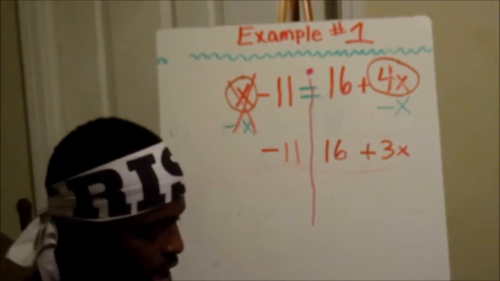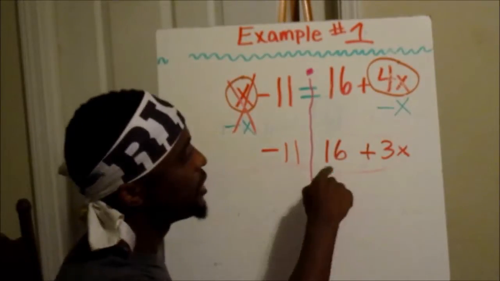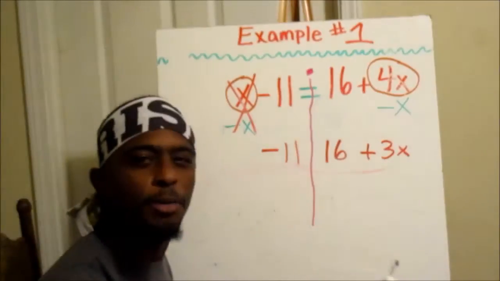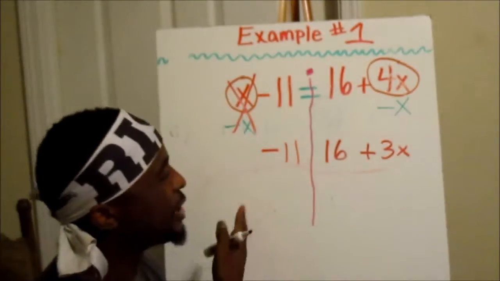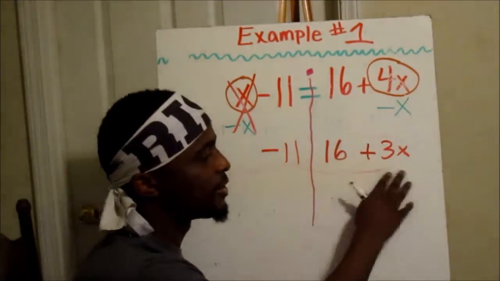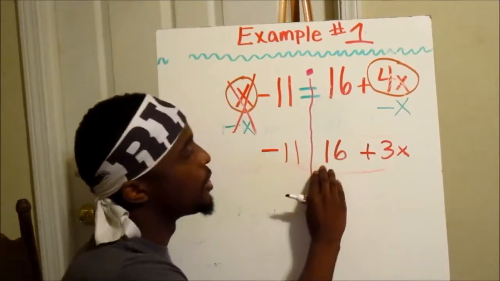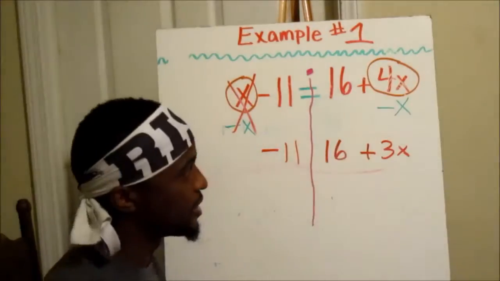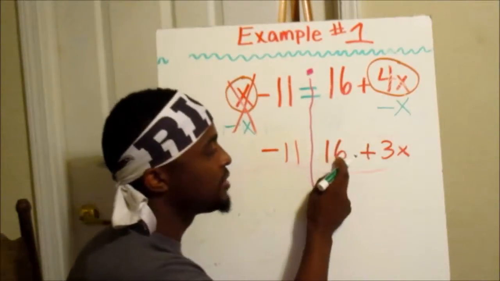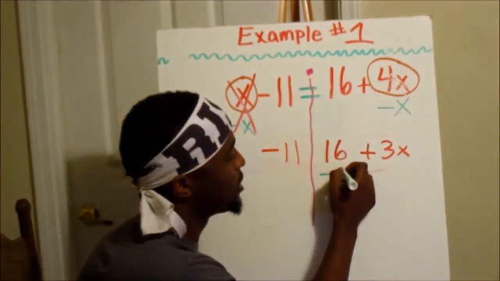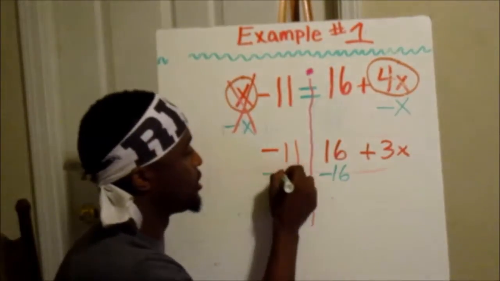Because now I have to get all of my lonely numbers, which here I have negative 11. It has no variable on it, so I call it a lonely number. And I have my 16 here. I want to get rid of this 16, so that way I'm left with just my variables on one side. So I need to get rid of this positive 16. Well, to get rid of a positive 16, I do the opposite. So positive 16, I want to subtract 16.